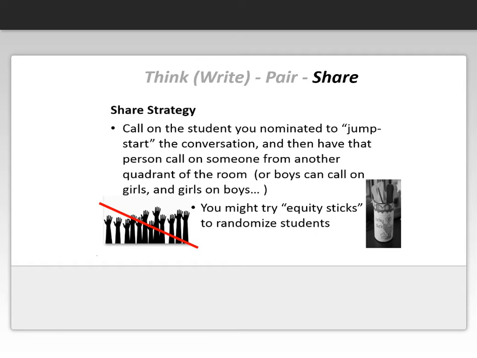You might try equity sticks to randomize the students, but be careful. If you have a reluctant student whose name is pulled out of the hat when they haven't had a chance to practice, that can be daunting to that student. So the reason for nominating students is that they know they're going to share and they have time to practice and get ready for that.